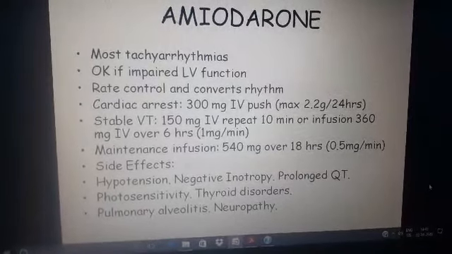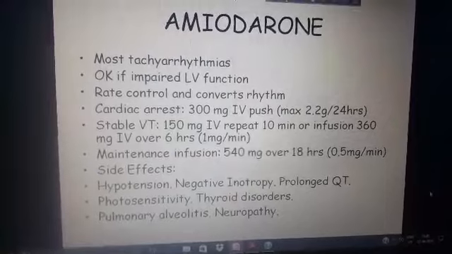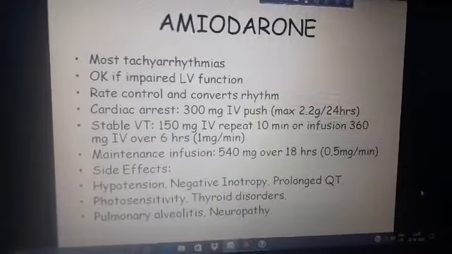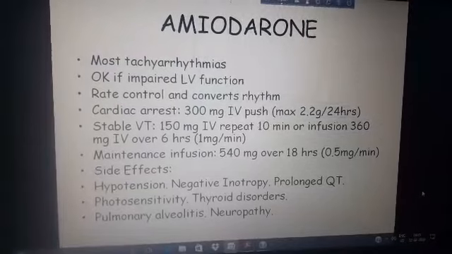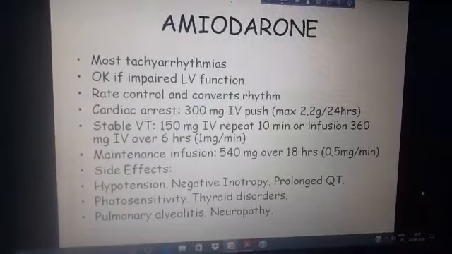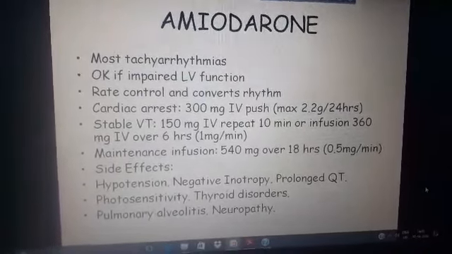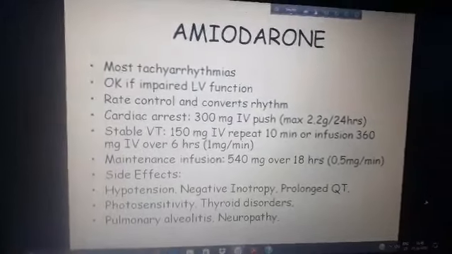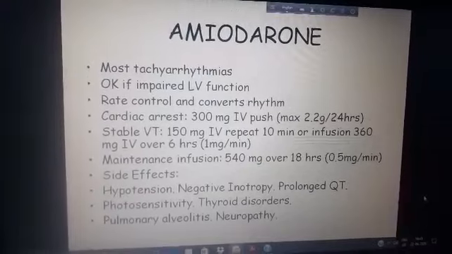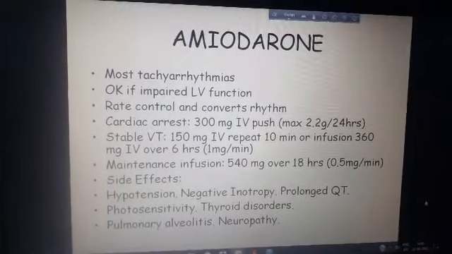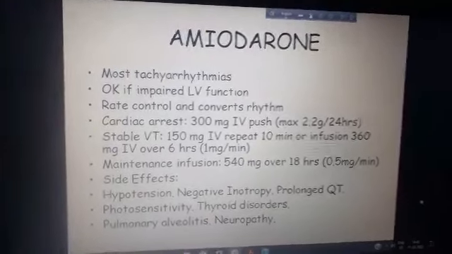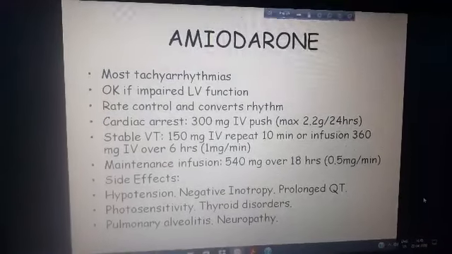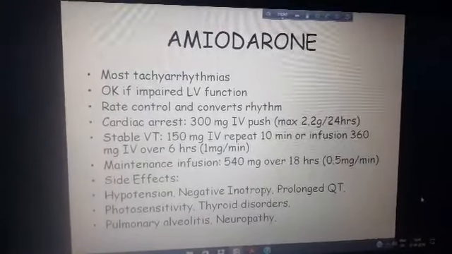For stable ventricular tachycardia, we can give 150 milligram repeated after 10 minutes, or an infusion of 360 milligram IV over 6 hours. Dosing is not so important, but remember amiodarone can be used in treatment of most of the tachyarrhythmias, mainly ventricular tachycardia, and it has some side effects which you need to remember. That's why its use should not be a blanket use. For any arrhythmia, however mild, amiodarone should not be given initially unless it is very much needed, because it has multiple adverse effects.